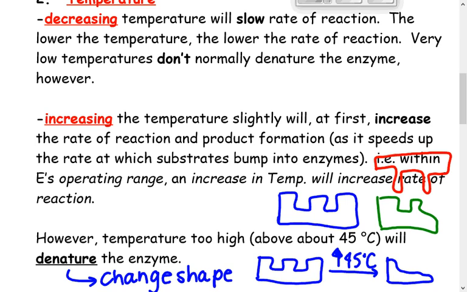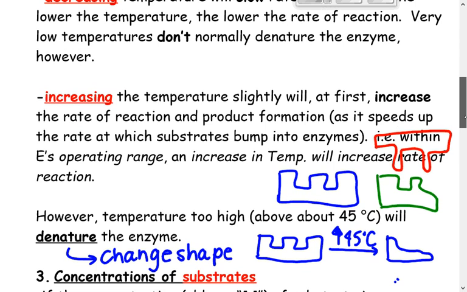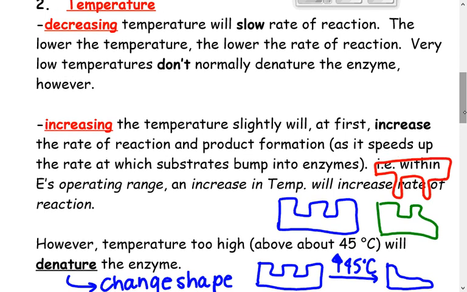Okay, so again, a low temperature doesn't usually change the shape of the enzyme. Increasing the temperature slightly will increase the rate of reaction, so it'll increase the amount of product that's formed. But if we increase it too much, above about 45 degrees Celsius in the human body, the enzymes will start to change shape, and that's called denaturing the enzyme.